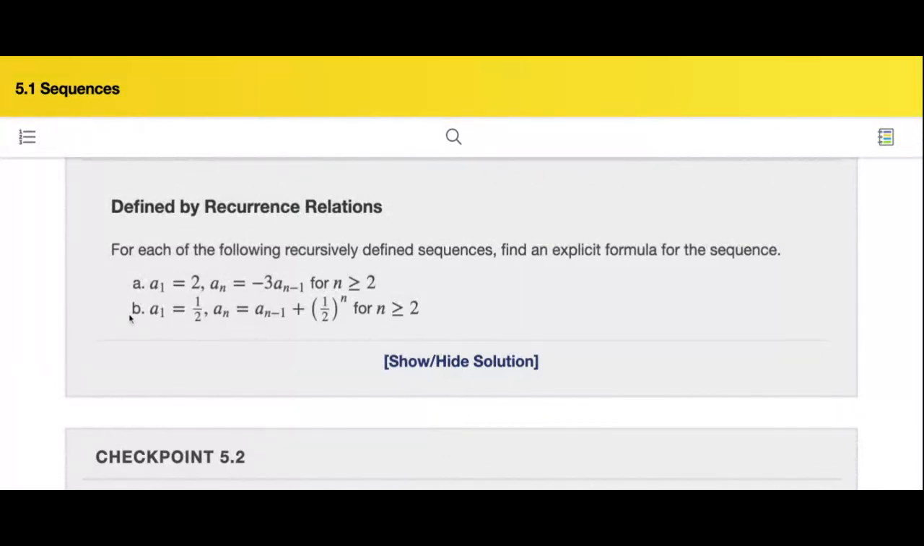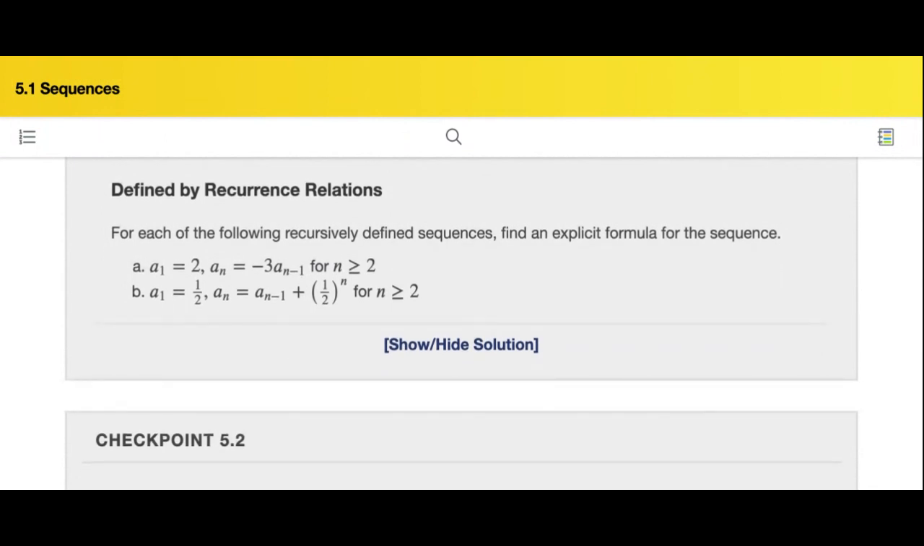Okay, let's see this one. For each of the following recursively defined sequences, find an explicit formula for the sequence. So A: the first term is 2, the nth term is -3 multiplied by the previous one. So the current term equals -3 multiplied by the previous one. That means the ratio equals -3. So this is a geometric sequence, right?